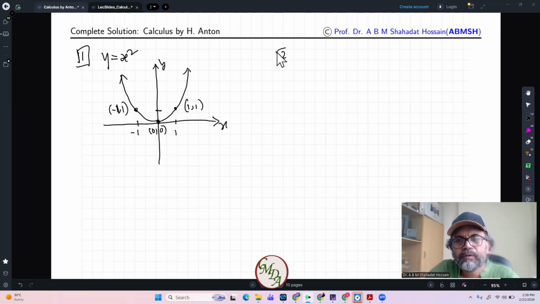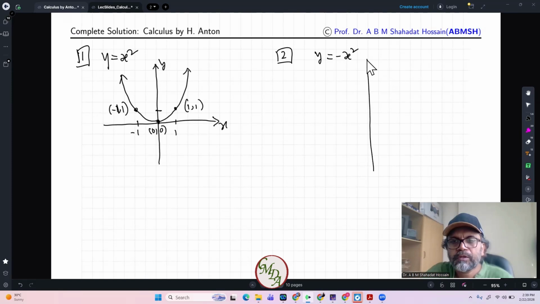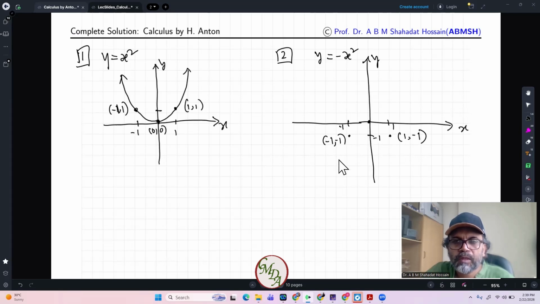Now in the second case, we'll draw this graph, which is the reflection about the x-axis. So all these y values are now negative. So at 0, 0 it stays the same, but for 1 we get minus 1, and for minus 1 we also get minus 1. Then we have the graph here. So this is the graph for the second case.